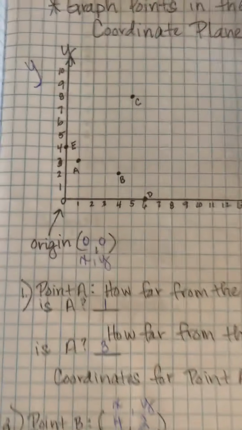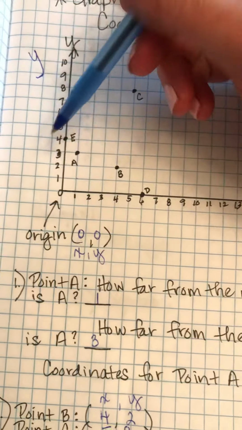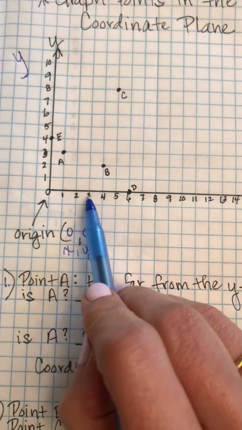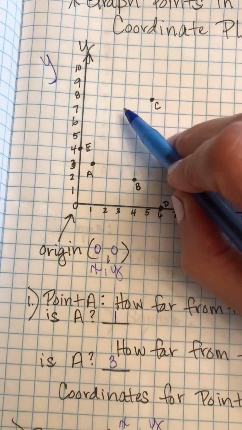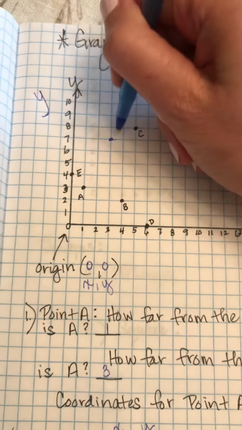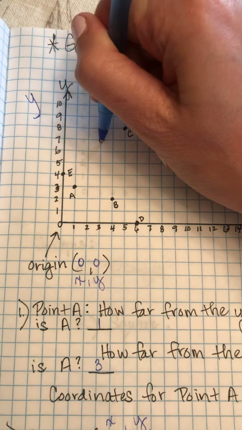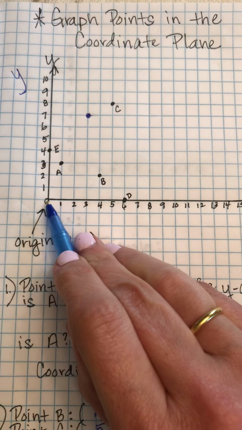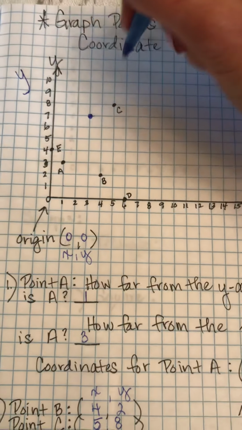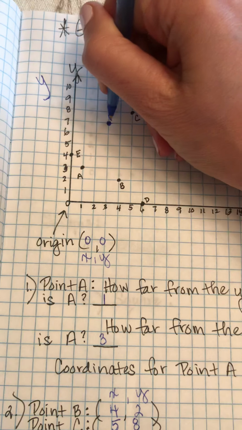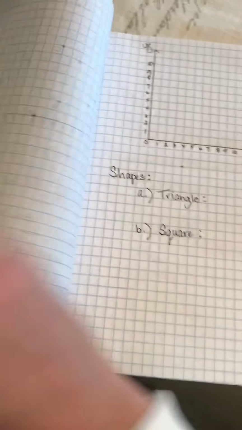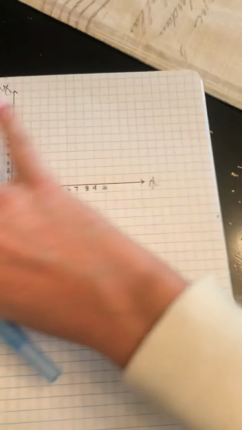So let's go back to our graph. We're going to go over 3 and then up 7. So here's my point. Over 3, up 7. So let's check it. Over 3 and up 7. So we need to label this point F. Got it. Now, let's take a look at what we're going to do next.